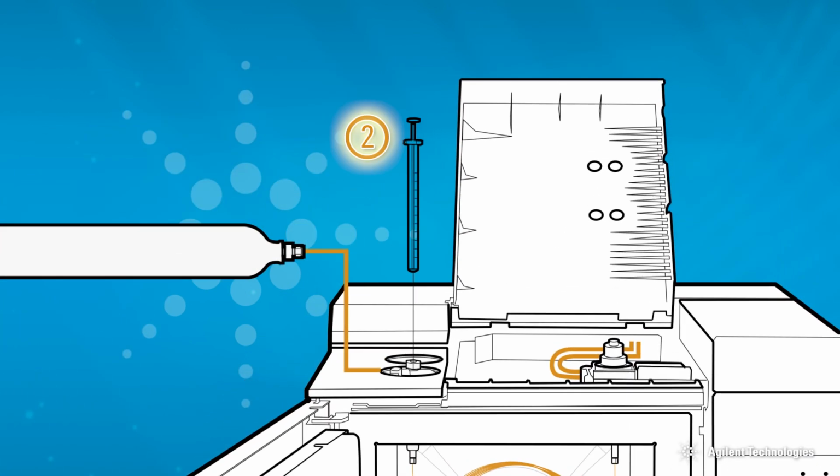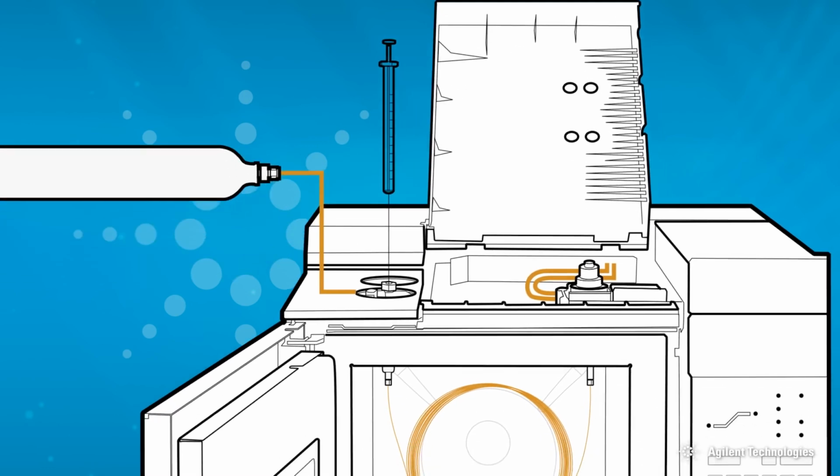Sample introduction. The most common method is to inject 0.2 to 3 microliters of liquid into a heated injection port using a syringe. The requirement for GC samples is that they must be able to be vaporized in order to be carried through the GC column.